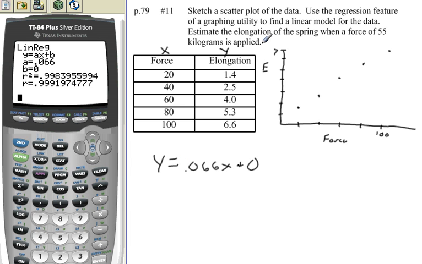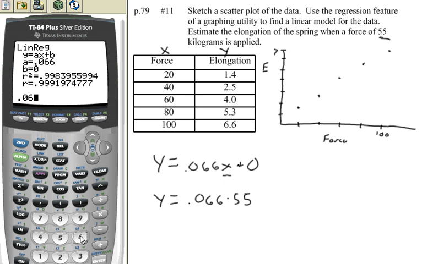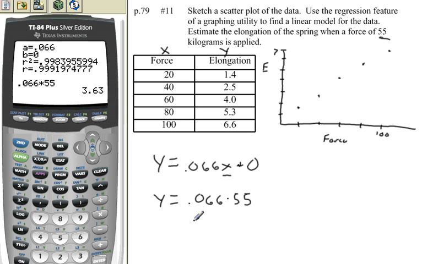Now, third part. I need to estimate the elongation of the spring when a force of 55 kilograms is applied. So looking at my force, that's my x. So that's like saying, let's take this number 55 and let's plug it in place of x. So it's like saying, what's the y value? What's the elongation when I plug 55 in place of x? Let's use this over here to help us out. So 0.066 times 55 tells me that that value is 3.63.